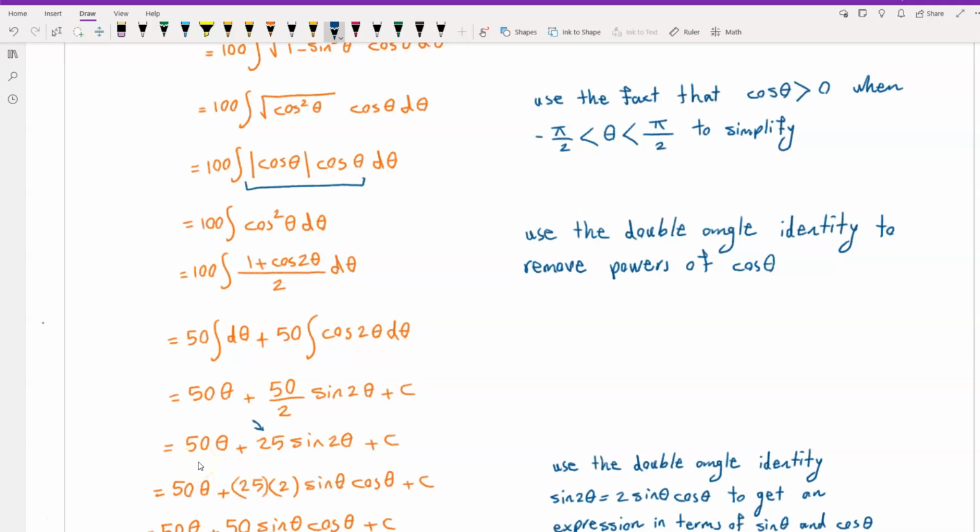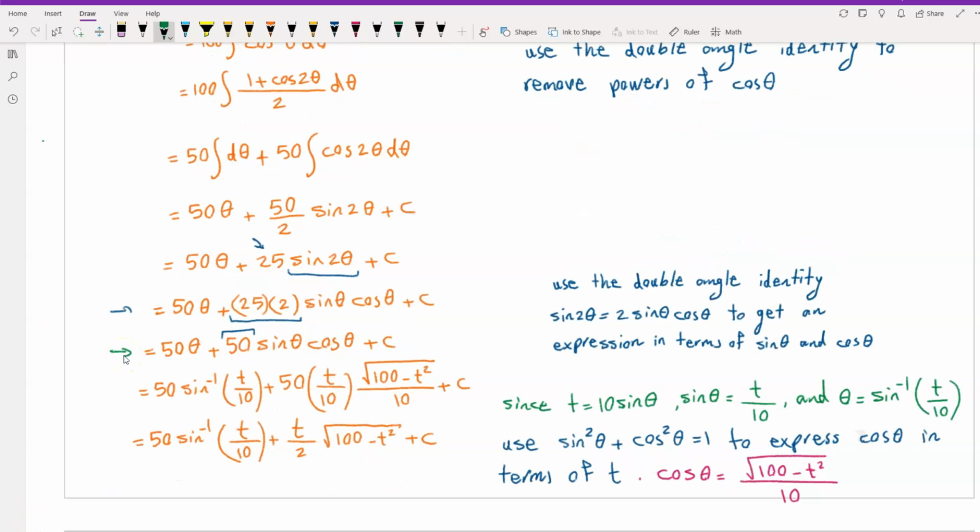Then next step, I simplified 50 divided by 2. Here we have 25. And then I used the double angle identity sine 2 theta equals 2 sine theta cosine theta to get an expression in terms of sine theta and cosine theta. So instead of sine 2 theta, I used 2 sine theta cosine theta. So this is equal to 50 theta plus 25 times 2 times sine theta cosine theta plus a constant. So here 25 times 2 is equal to 50. So here we have 50 theta plus 50 sine theta cosine theta plus c.